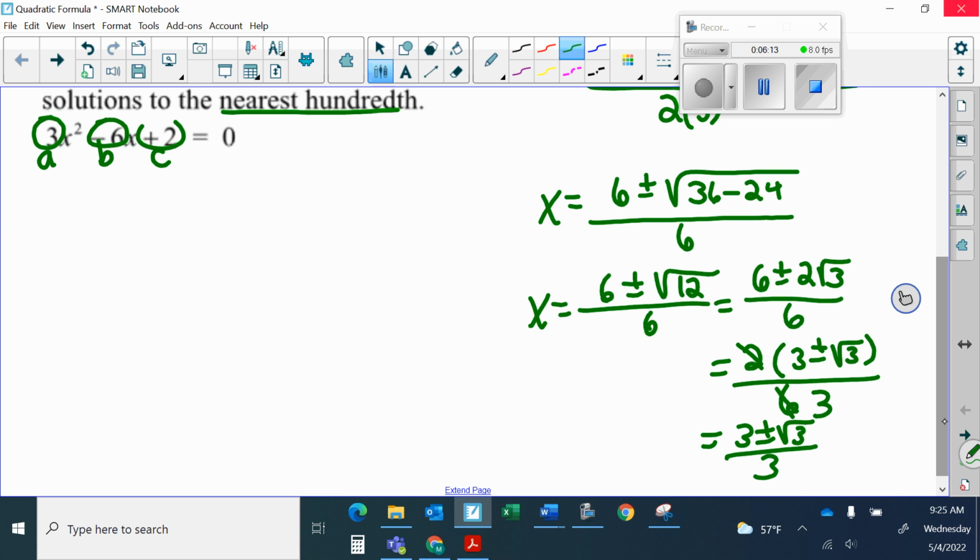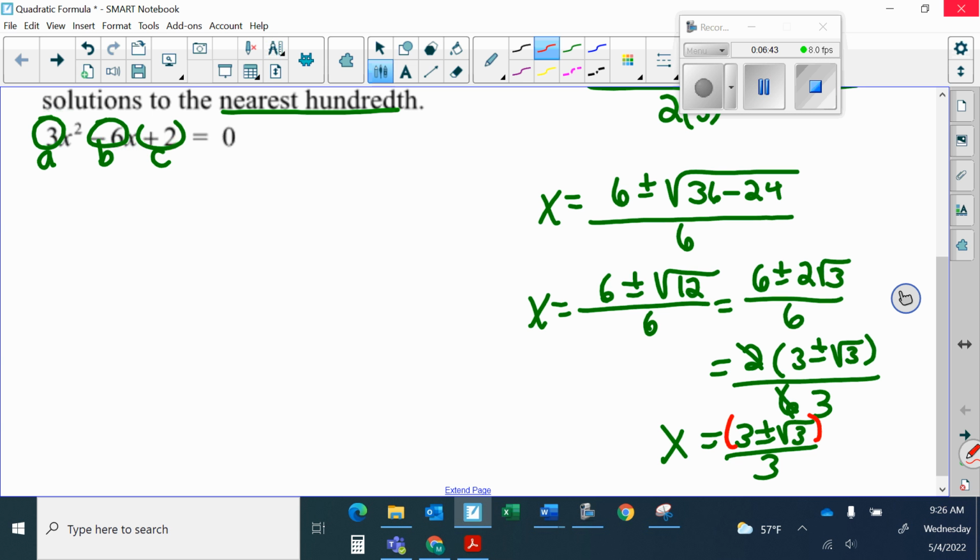3 plus root 3, get that answer, and then divide by 3. And 3 minus root 3, get that answer, and divide by 3. Okay, so now we're going to go ahead and plug in the calculator. It depends on how many steps I want to take. If I want to do it all in one step in the calculator, remember, I've told you this over and over, if I have more than one term in the numerator or denominator, I put parentheses around it. I have two terms there. Remember, terms are separated by plus or minus signs.